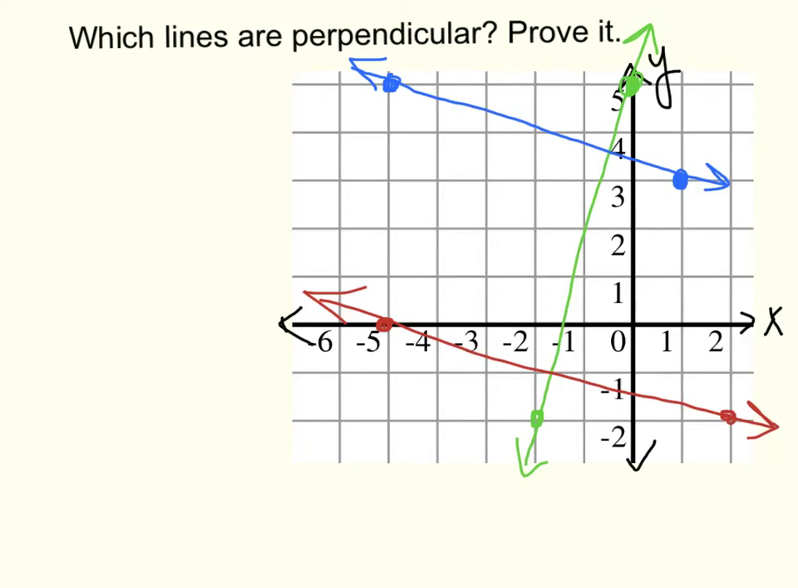Which two lines are perpendicular? And prove it. Now remember, perpendicular means lines that form 90-degree angles. So we need to figure out, does the blue line here and the green line form 90-degree angles? Or does the red line and the green line form 90-degree angles? So we find the slope of each line.